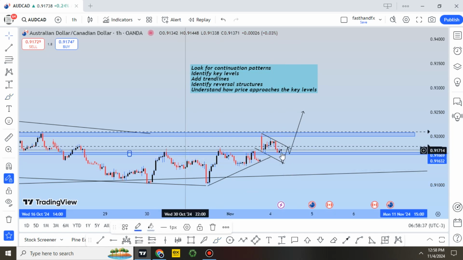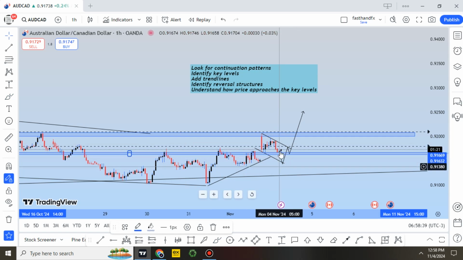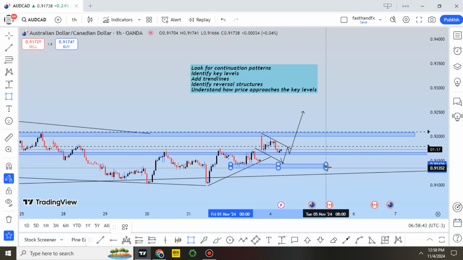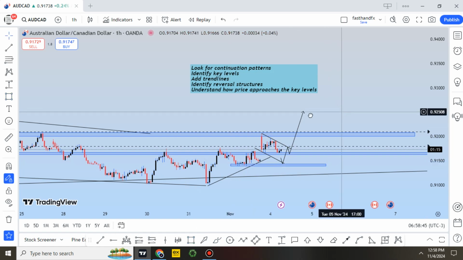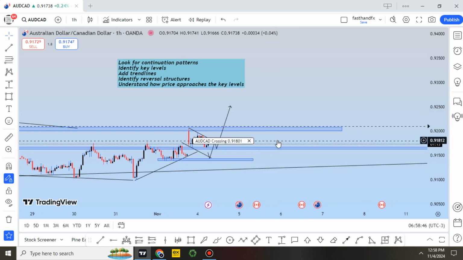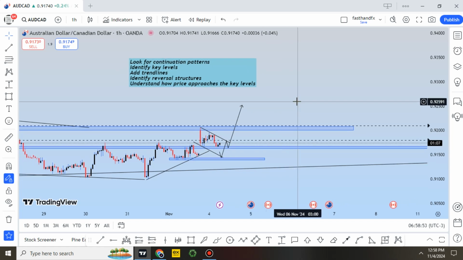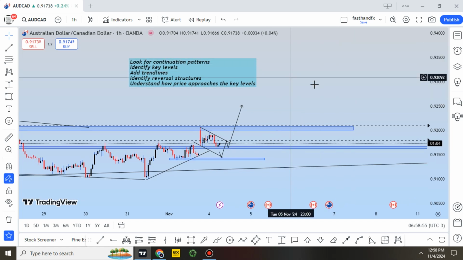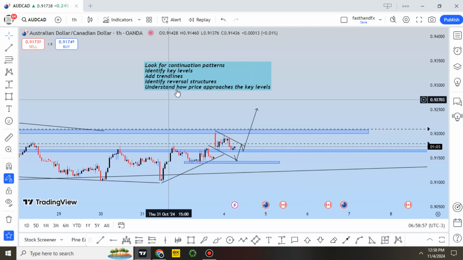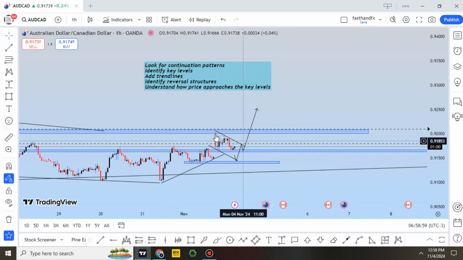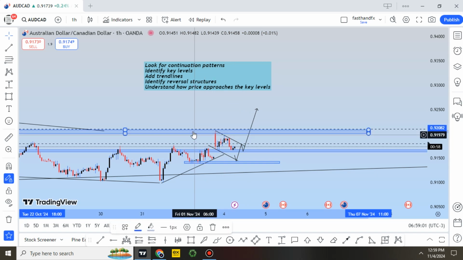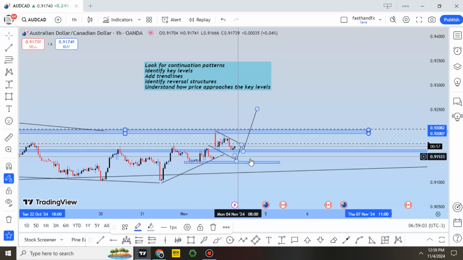Then identify key levels. We have this level right there that the market is trying to play around. If it breaks, we still have the next level, which is this zone right there. That is the last level that if price breaks, then probably the uptrend is invalid, right? Unless we see price giving us other things. So identify how price approaches those key levels. We need to identify how price is approaching this level, which we still have this continuation pattern.